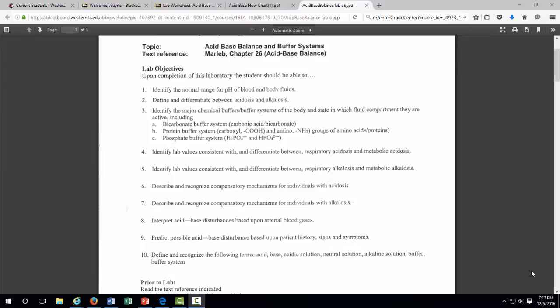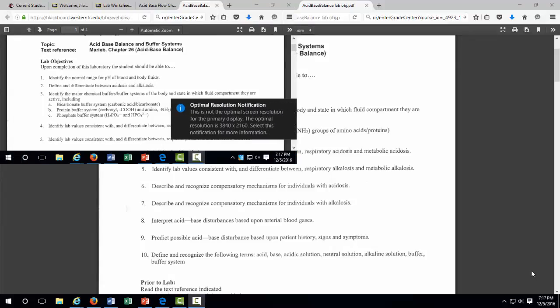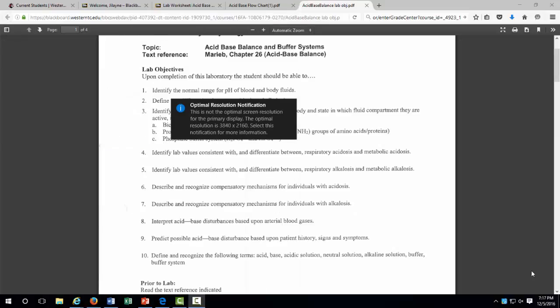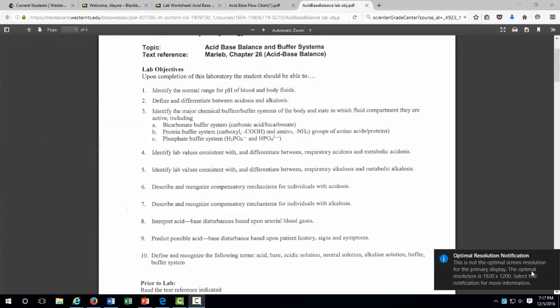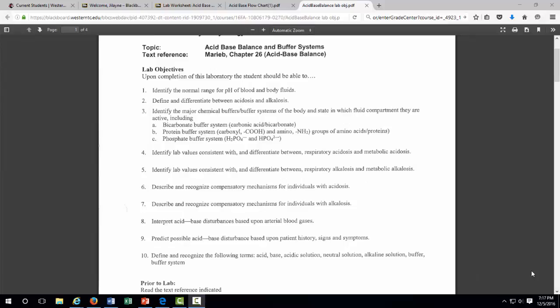So today's lab is acid-base, and we're looking at the last part of your lab packet, page 101. Objective number 1 asks you to identify the normal range of pH for the blood and the body fluids. So do you remember what the pH of blood is? Yeah, 7.35 to 7.45.